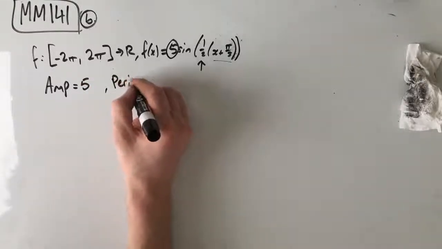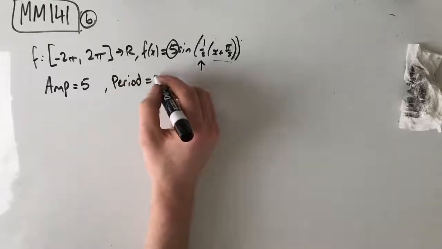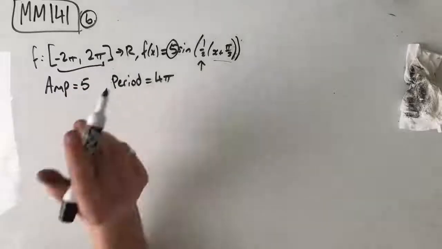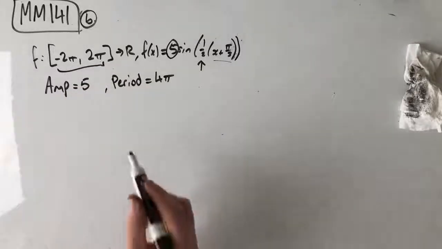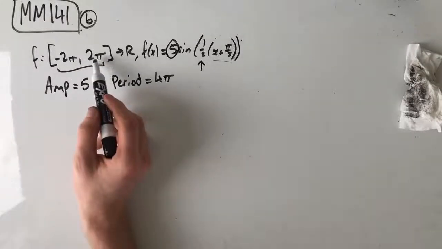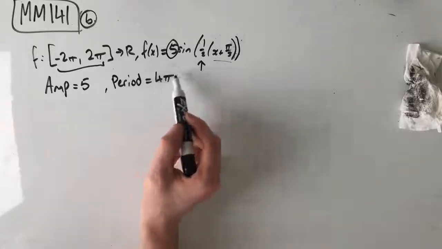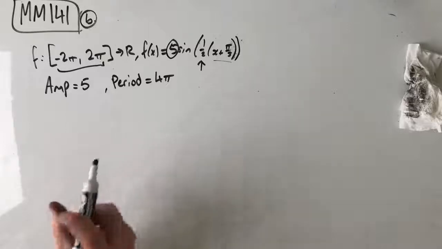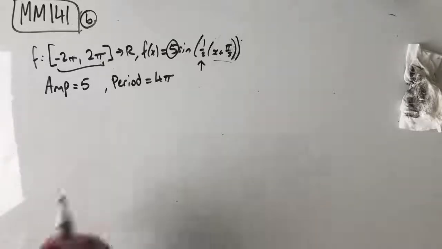So we know that the amplitude is 5, period is equal to 4 pi, and our domain is equal to negative 2 pi to 2 pi. So already we can tell our domain is negative 2 pi to 2 pi, which means that we're going to be able to fit one period of 4 pi into this domain. So where do we start with this?